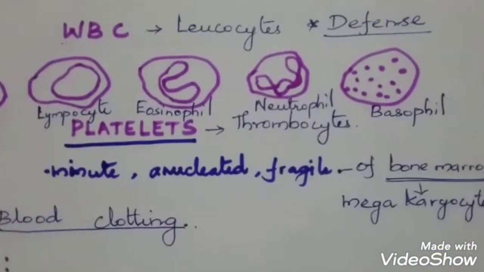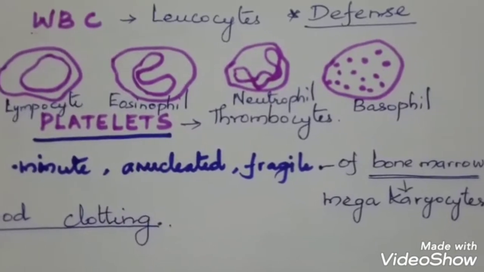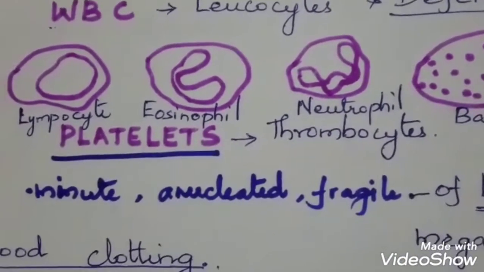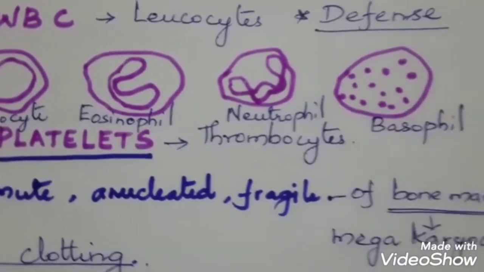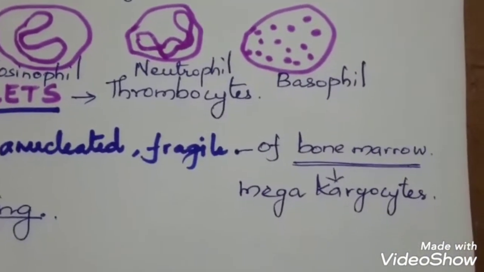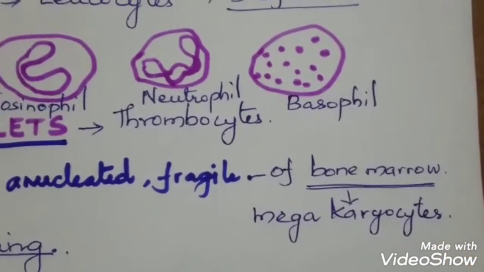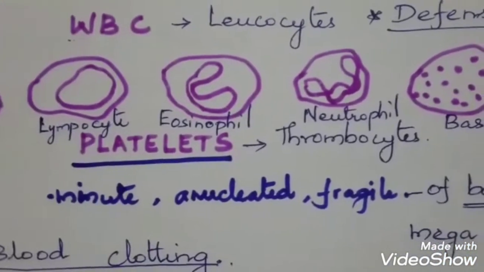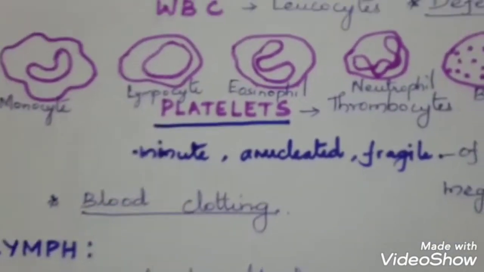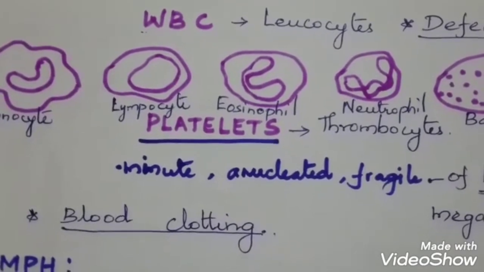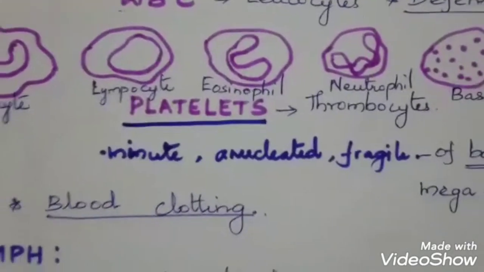And platelets are known as thrombocytes. They are minute, anucleated and fragile in nature. They are the fragments of bone marrow cells, known as megakaryocytes. So from the bone marrow, these platelets are formed. The main function of these thrombocyte platelets is blood clotting. They help in clotting the blood.